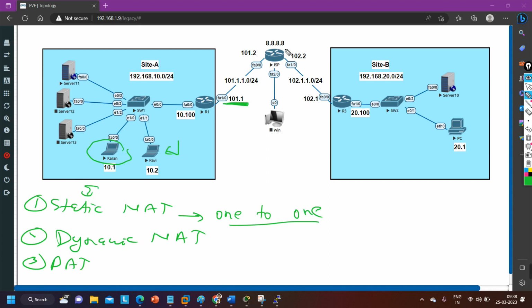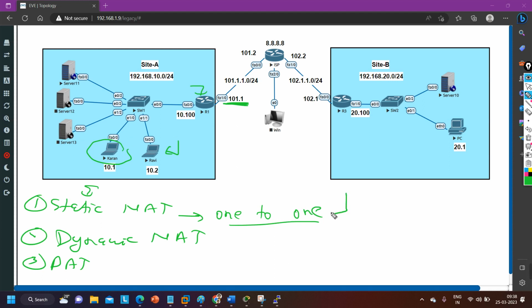But Rabi cannot access the internet. If you want to allow Rabi to access the internet, you have to make one more entry over here in the static NAT. Yes or no? Because this is one-to-one translation. One private IP address will be translated into a single public IP address, and in the same way when the reply comes, the same public IP address will be translated into the private IP address. Are you getting my point, guys? What I am saying is that static NAT is one-to-one translation. One private IP address can be translated into one single public IP address.